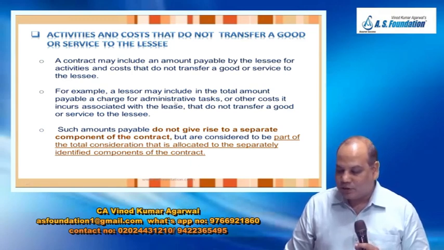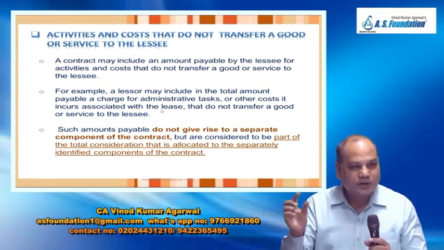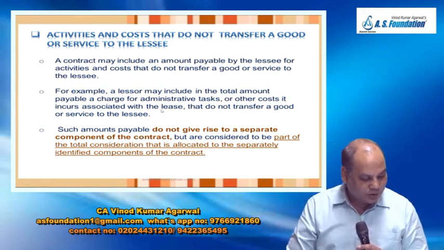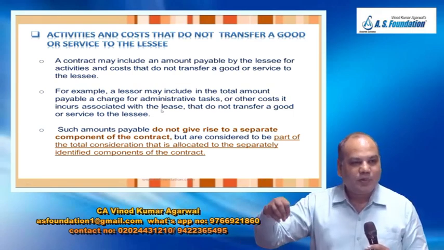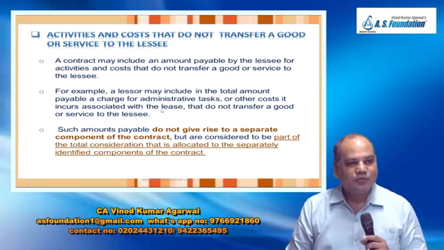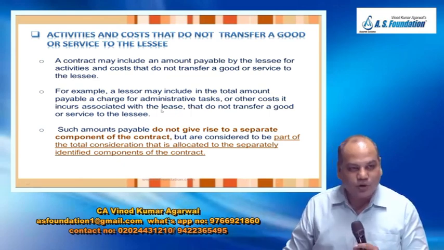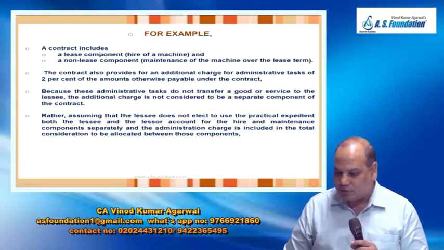So in our example, this administrative task will be allocated over separate components of the contract. Like in the previous example, it was bulldozer, truck, excavator. Assuming those are the 3 items, and we have paid some administrative cost also, that will also be apportioned over those 3 items only. It won't be treated as a separate component of the contract. It will be allocated to the separately identified components of the contract.